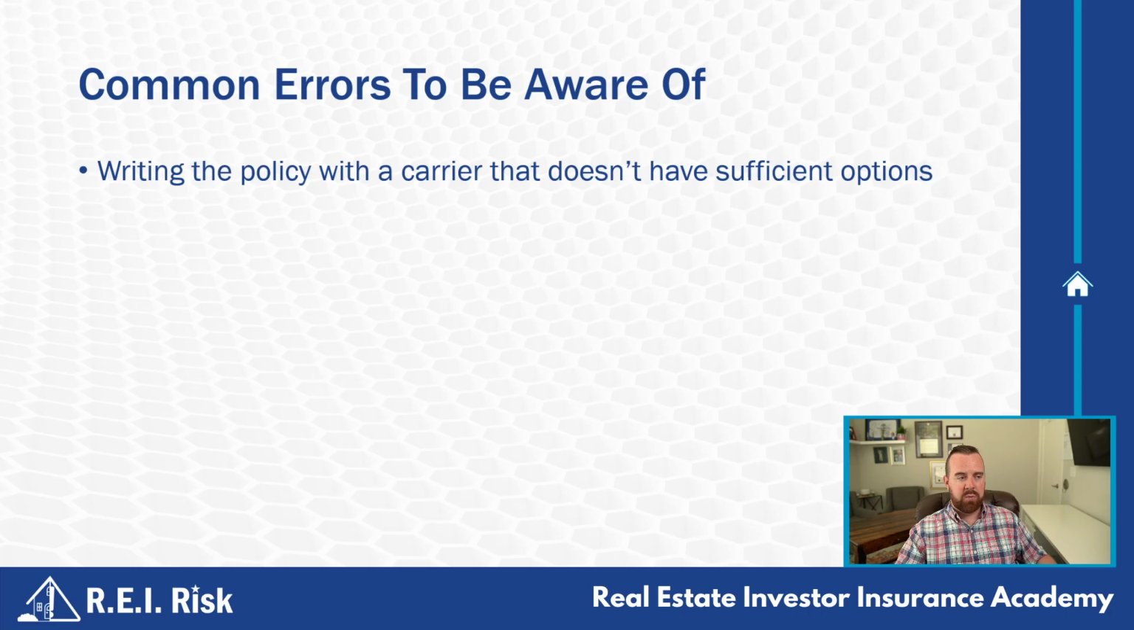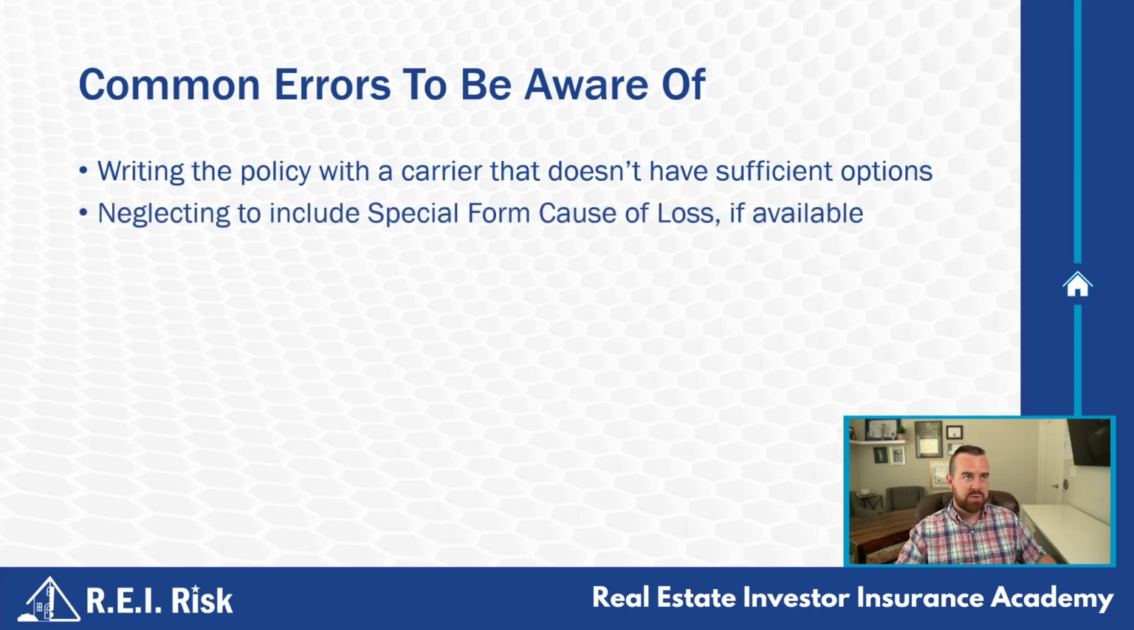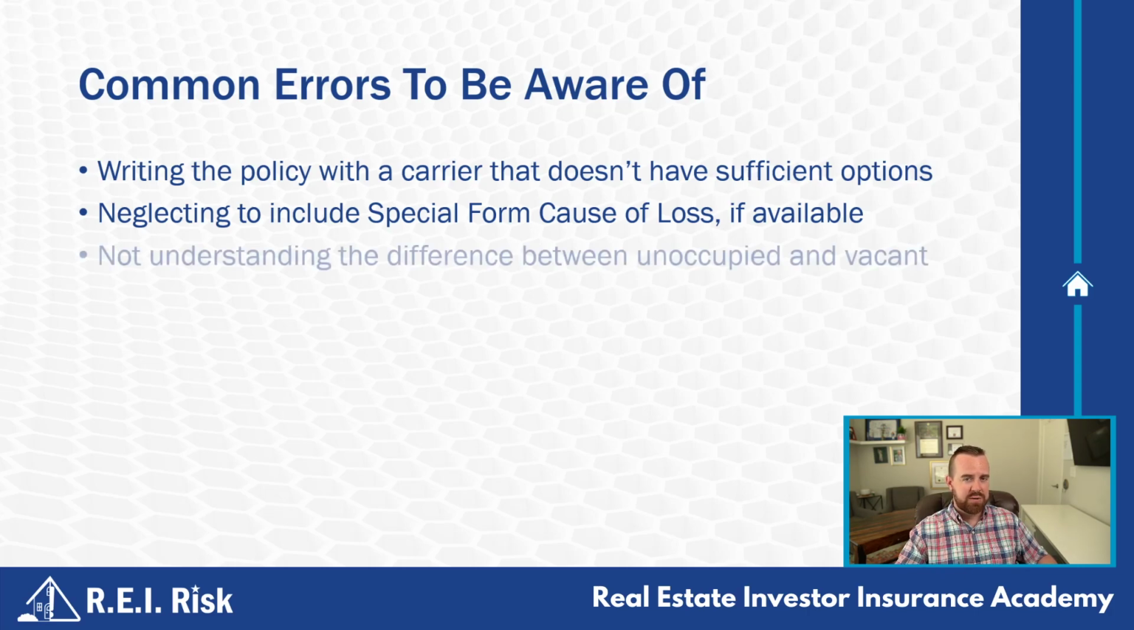First one, writing a policy with a carrier that does not have sufficient options. A lot of times carriers will simply have stripped down offerings for vacant property. That is not what anyone would want to have under ideal circumstances. Second is going to be neglecting to include special form cause of loss coverage if available. The causes of loss coverage options are going to be discussed elsewhere in the Investor Insurance Academy. They are typically basic, broad, and special are your three options. Sometimes special is available, sometimes it's not. So make sure you ask if special form cause of loss is available.